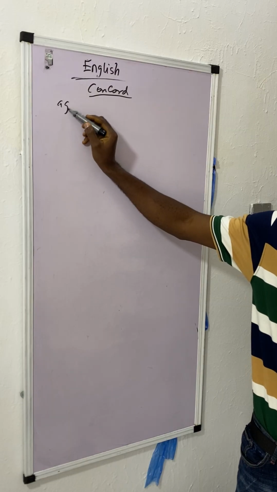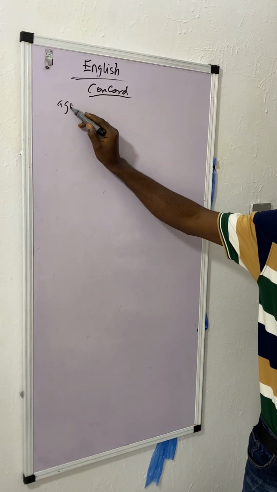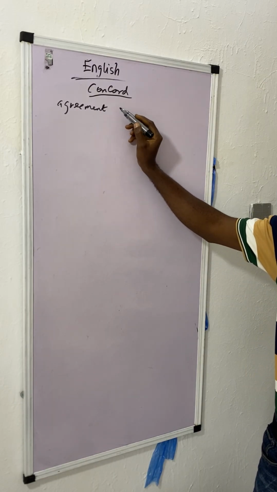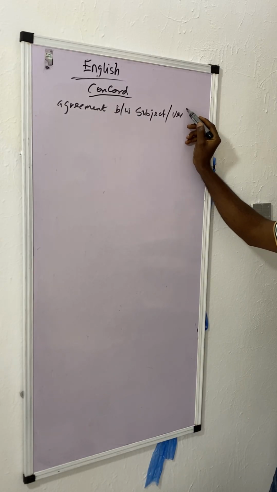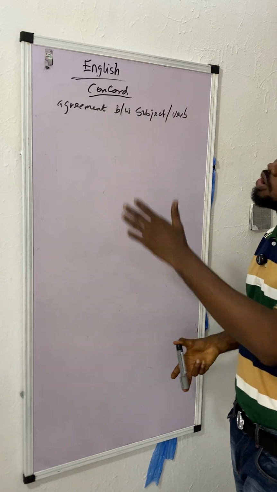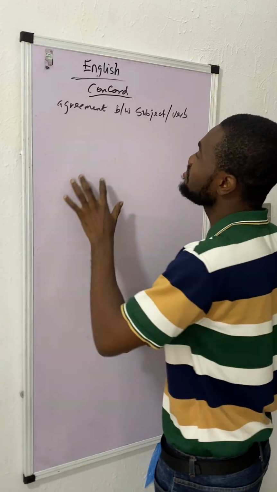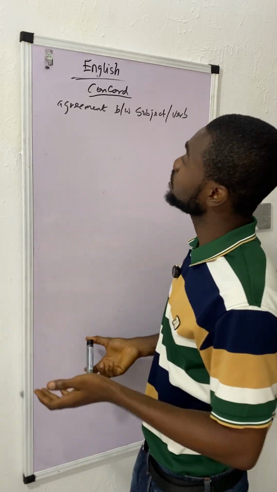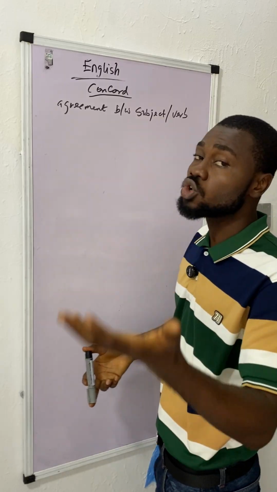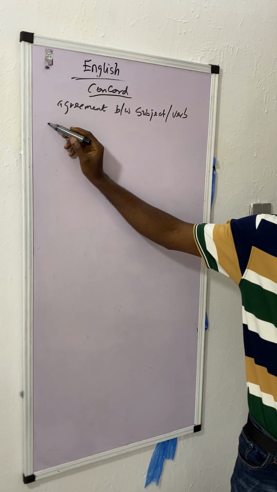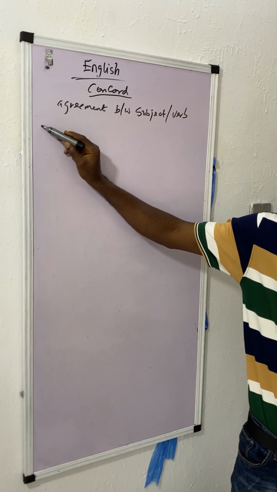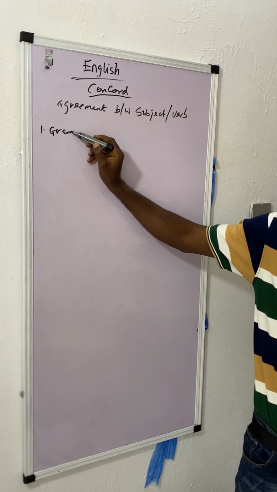What is concord? It is the agreement between what? Subject and verb. All right. Concord seeks the agreement between a subject and a verb, and we are going to understand that agreement. We already talked about what subject is and what object is. We understood that already. In concord, we have various types, but the most common type of concord is one, grammatical concord.